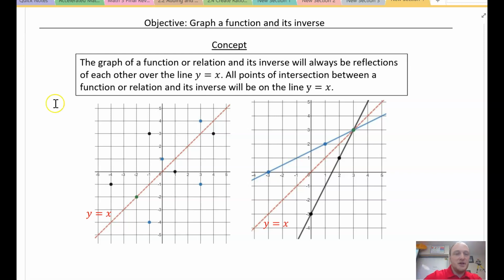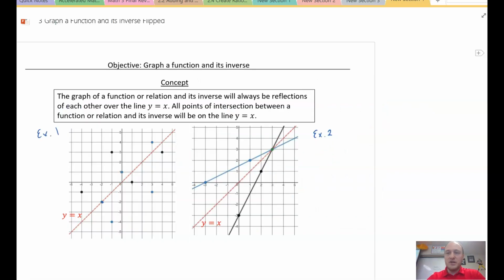So for the first example over here, we have ordered pairs. You can see them in black, and then the ordered pairs which are the inverse, in blue. And then we have one point here, which is -2, -2. Well, if I switch those x's and y's, they intersect and touch each other. Again, any point that intersects is going to occur on that line. Now here, example 1, example 2. On example 2, I have a linear line, and you'll see with its inverse, when I switch the x and the y values, they intersect on that line, y equals x.